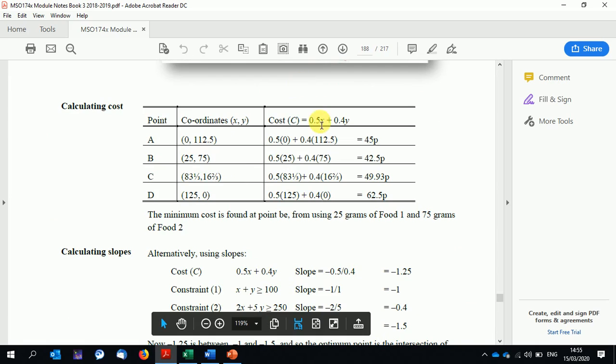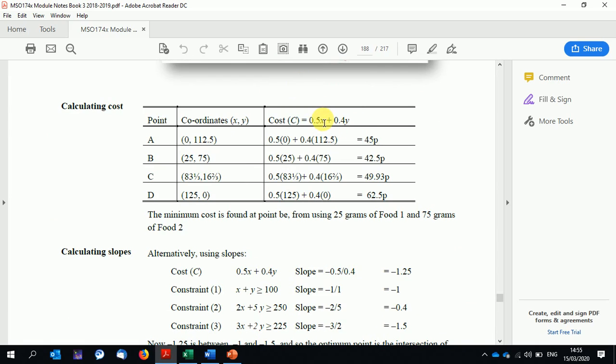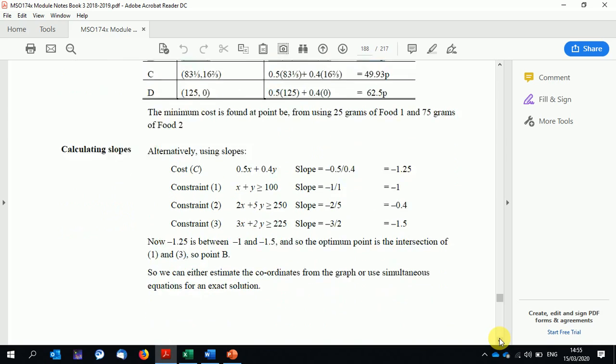and substitute in x and y, and you will end up with the minimum cost, which to me looks like this one. So 42.5 pence at coordinate (25, 75), which is 25 being small x, 75 being small y, which, if I have to interpret, 25 grams of food 1 and 75 grams of food 2. That was method 1, and that would be my answer here.